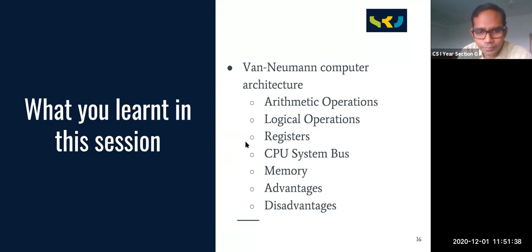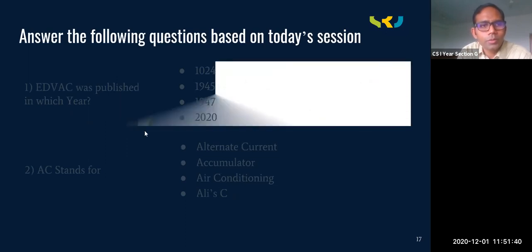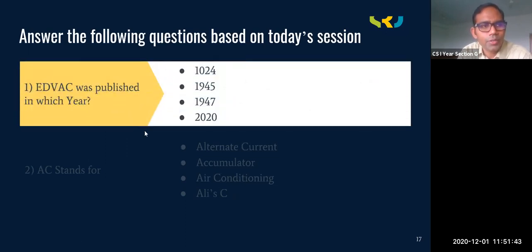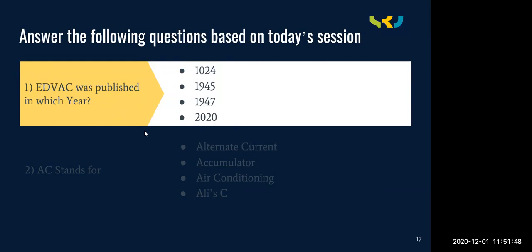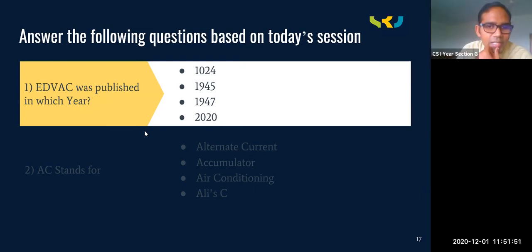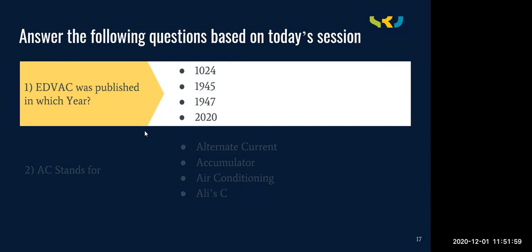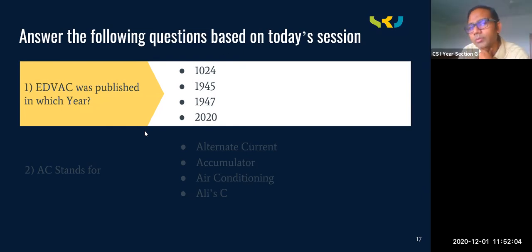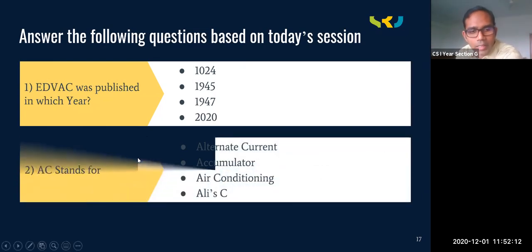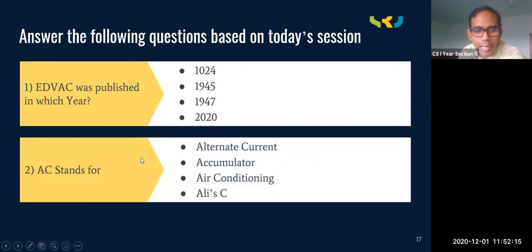Now coming to two questions. You can answer them using the chat window. Don't unmute yourself. Open the chat window and type. In 1945, EDVAC was published in which year? I said don't unmute yourself. Type in the chat box so the others should not know the answer. Options: 1945, 1947, 1024, 2020. Yes, 1945 is the right one. Next: AC stands for alternate current, accumulator, air conditioning, or Alice C.